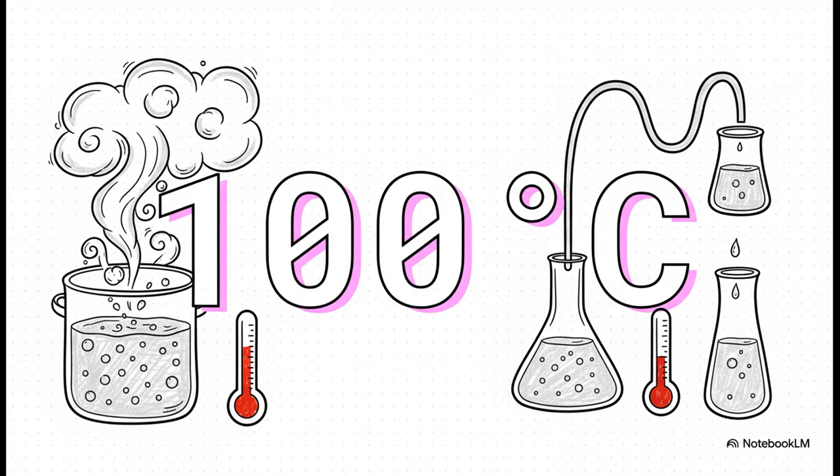secret weapon. If we heat the mixture to, say, 80 degrees, the ethanol will boil off as a gas, but the water will stay behind as a liquid. We can just capture that ethanol gas, cool it down, and we've separated them.